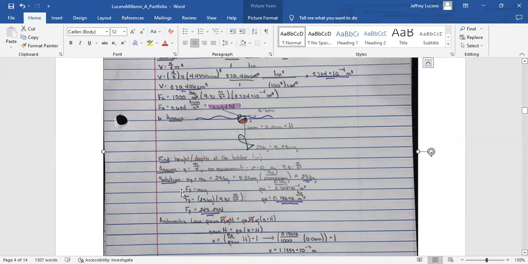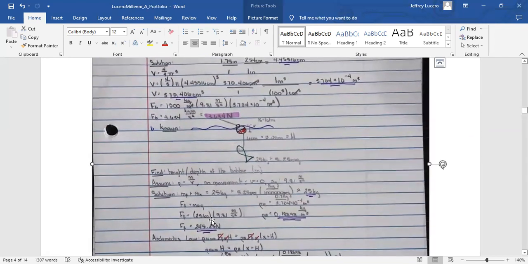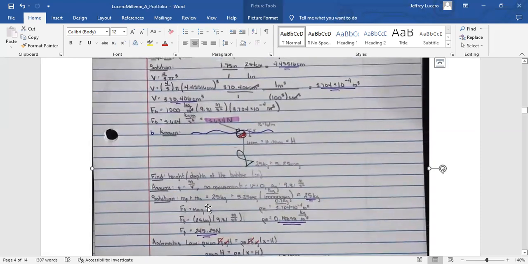So for the force of the fish, it's mass times acceleration due to gravity, which is 25 kilograms times 9.81 meters per second squared. Then we would do the density of the bobber, which is 0.7 kilograms over 3.704 times 10 to the negative 4 meters cubed, to get a density of 0.18898 kilograms per meter cubed. We then would get a force of 245.25 newtons.